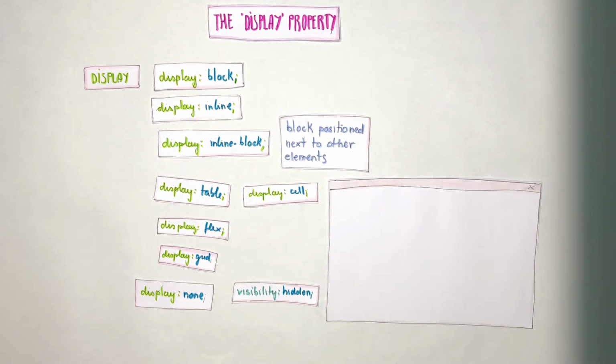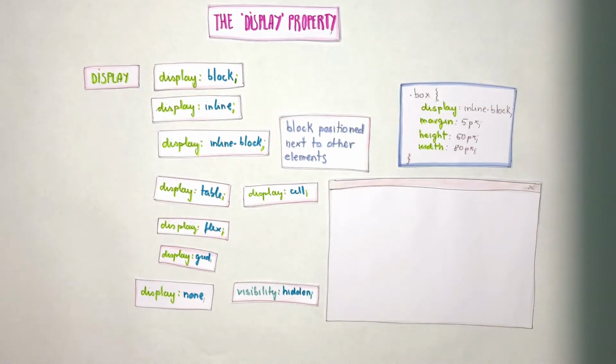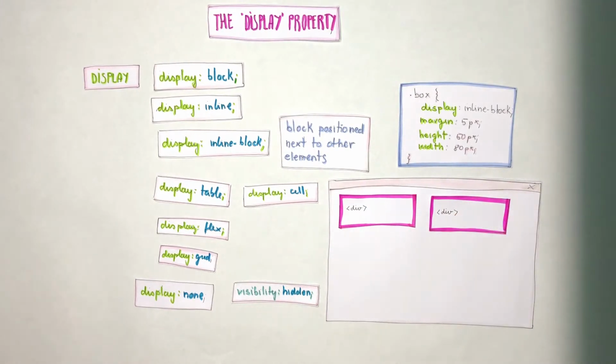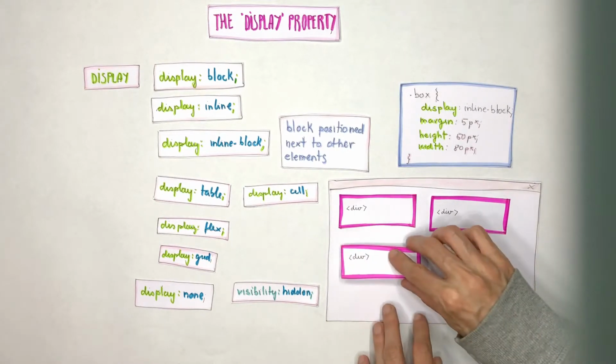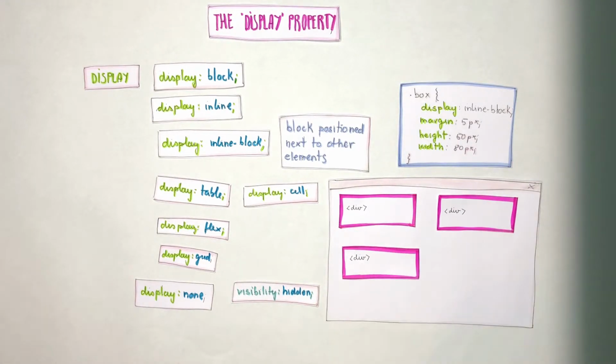Let's see an example of how to use the display property. We have the box class with the display property set to inline block and a margin, a height, and a width. Now, if we apply that class to some div elements, they are going to be displayed one next to the other and maintaining the width, height, and margins set in the class. What we have done here is modify the default display for the div element that is of the type block, meaning that by default they will be displayed stacked vertically, one below the other.